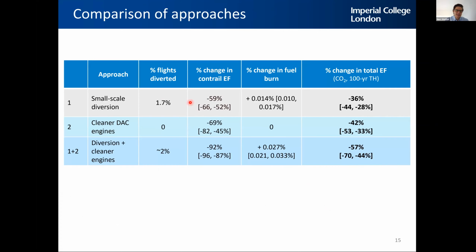So comparing these approaches, a small scale diversion, diverting 1.7% of flights, reduces the energy forcing from contrails by 59%. If we add in the CO2 over a 100-year time horizon, that gives us a reduction of about a third of the climate impact from aviation. And that's something that could be done relatively quickly just by making these small changes to the altitude of cruise.